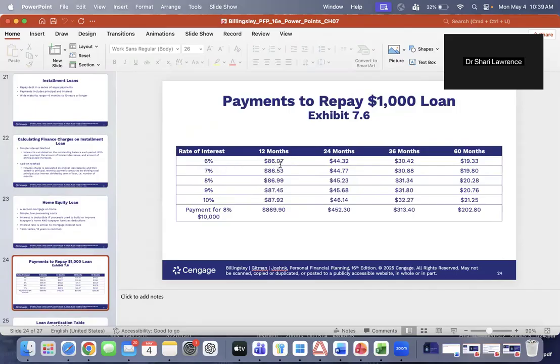If you had a 12-month loan, this is what your payments would be versus a 60-month loan. But you're paying a lot more interest on a 60-month loan versus a 12-month loan. So you can just see what the differences would be there.